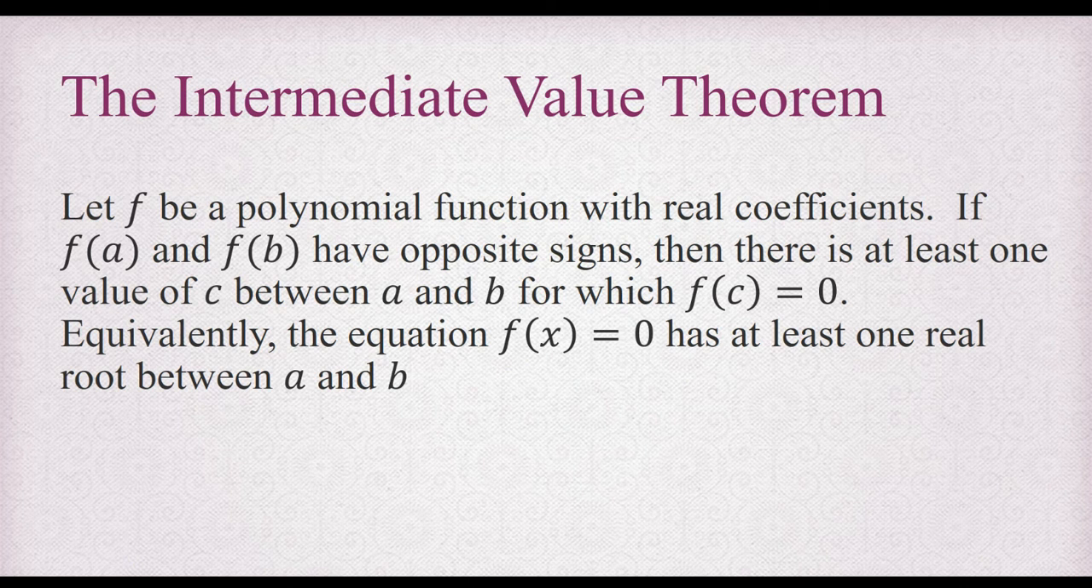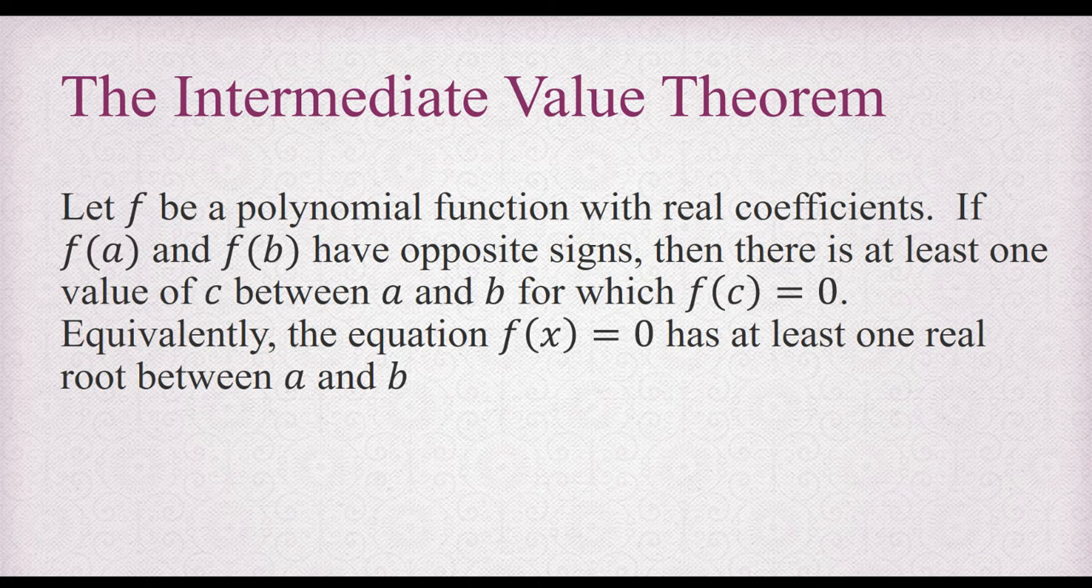So if I want to explain what the intermediate value theorem is, it says: let f be a polynomial function with real coefficients. If f of a and f of b have opposite signs, then there is at least one value of c between a and b for which f of c equals 0. Equivalently, the equation f of x equals 0 has at least one real root between a and b.